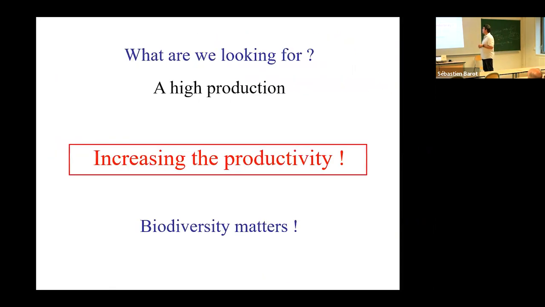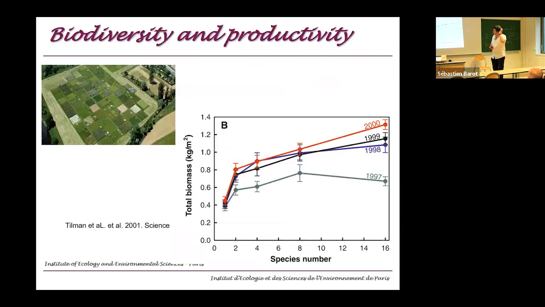Okay, we need to reduce the amount of fertilizer we are using. So we have already seen that. We need to reduce the amount of pesticides, and we need to increase productivity, or at least we need to maintain productivity. And what I want to show here is in line with what I was just saying.